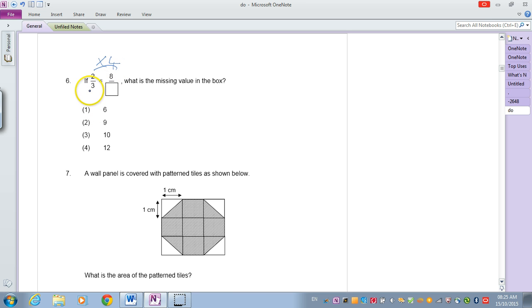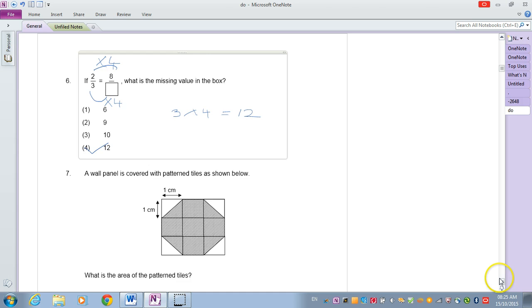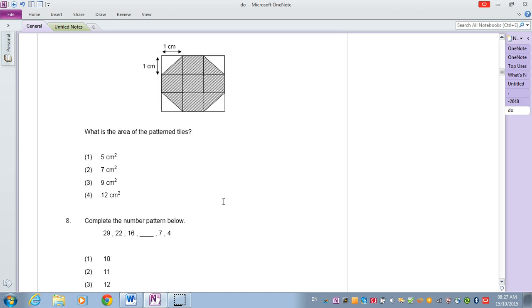So that means that the denominator 3 must also be multiplied by 4. So what is 3 times 4? 3 times 4 will give us 12. So the missing value in the box is 12. So that will be option 4. Okay, moving on. Let's look at question 7.